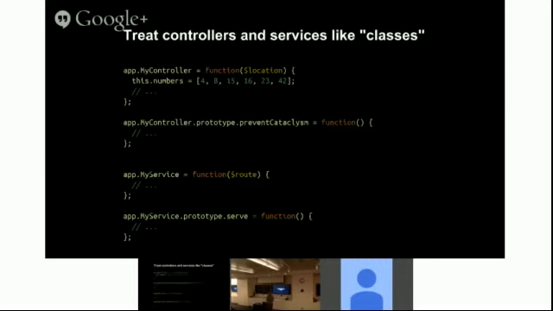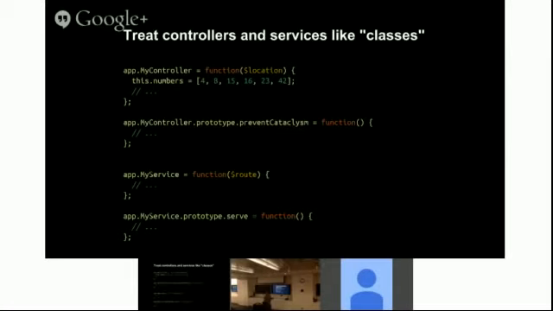So the first thing is that we treat controllers and services like classes. So here we have an example, app.myController and app.myService, a controller and a service. Each one is set up such that it has a constructor, which is the function. That's the first thing that it is. And we put functions on the constructor's prototype, normal JavaScript, prototypical inheritance stuff.